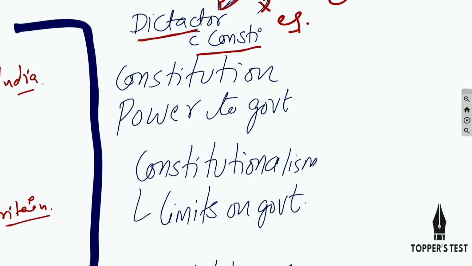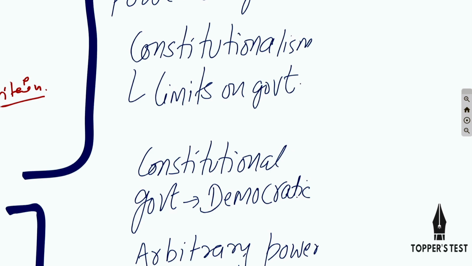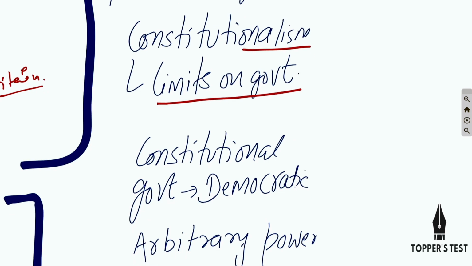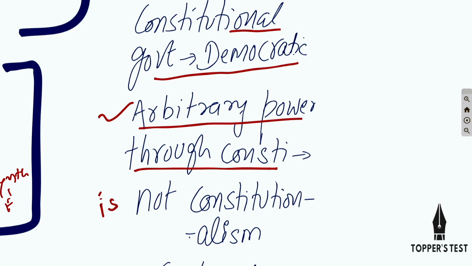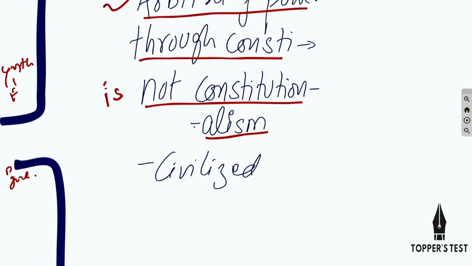So what does the constitution give? The constitution gives power to the government, but what constitutionalism gives is limited power on the government. So constitutional government is the democratic government, and another statement which is very important from the perspective of prelims is that arbitrary power through the constitution is not constitutionalism. If a dictator gets arbitrary and unlimited power through the constitution, through legal means, through voting and all the procedure established in the constitution, it does not mean that it has constitutionalism.